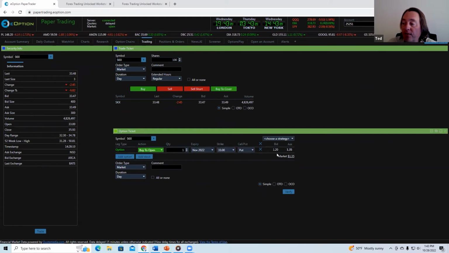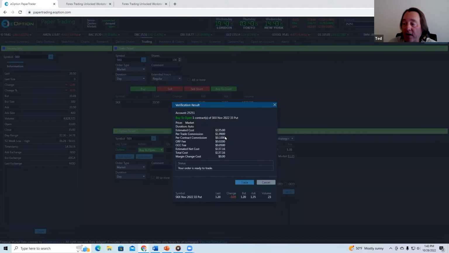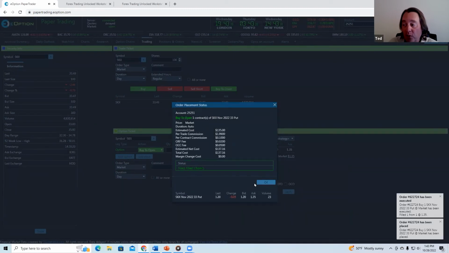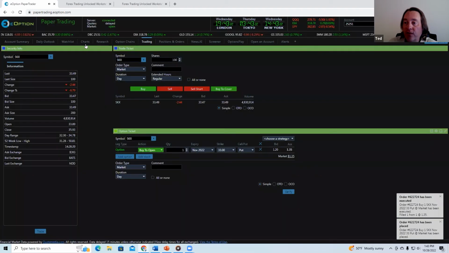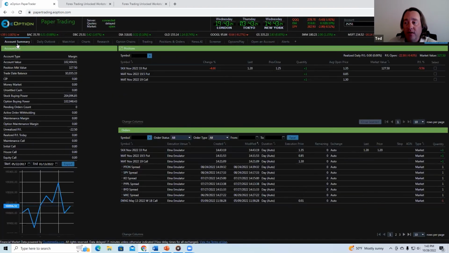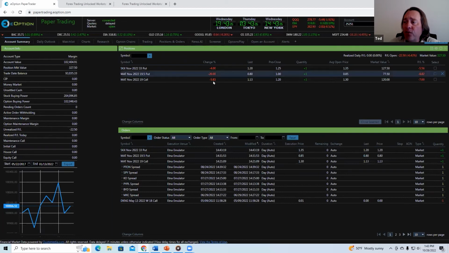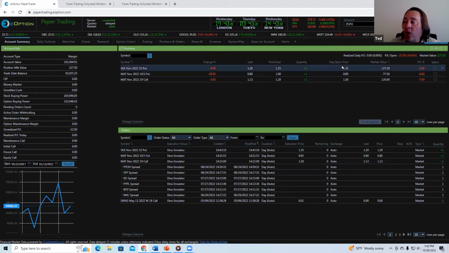So the bid is 120, the ask is 135. So to buy the put, you're paying 135. We verify it. You can see 135, your commission structure right there. Boom, we hit the trade and it is filled. Now we go to our account summary, and you can see that average price to open was $1.35 or $135. Now you can see what the market value is, and the percentage change. And now we have this position on.